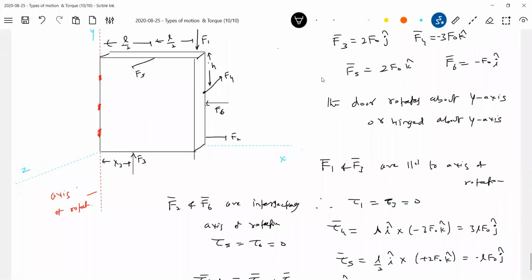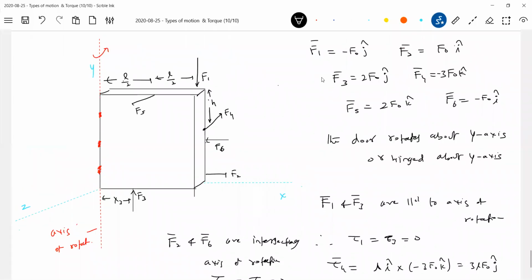How will the door rotate? After some time, what happened to the door? This edge will be there in X minus Z plane. Am I right? This edge, where will it be? It will be in X minus Z plane. Now it is along X axis, this edge. Or this particular edge will be on X axis. After some time, it will be in X minus Z plane.